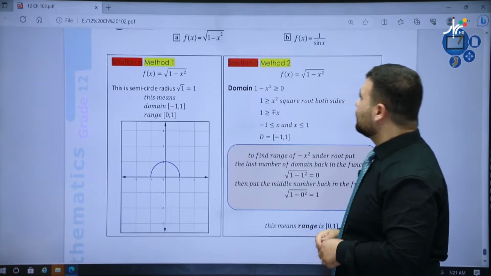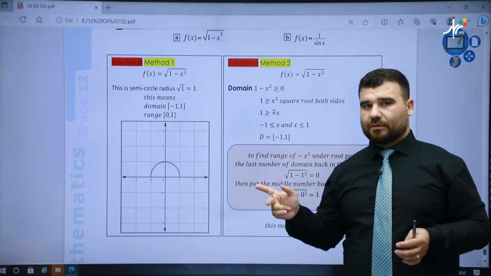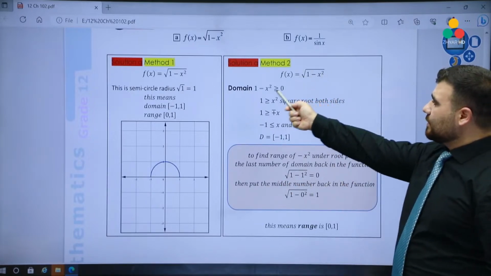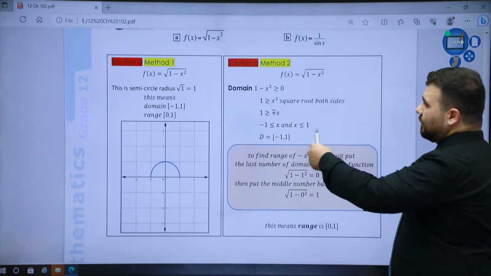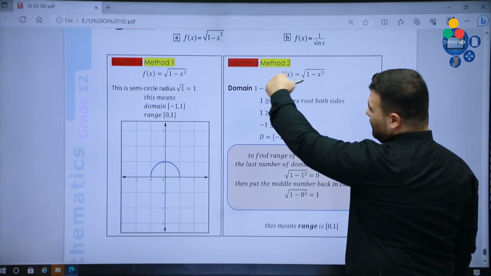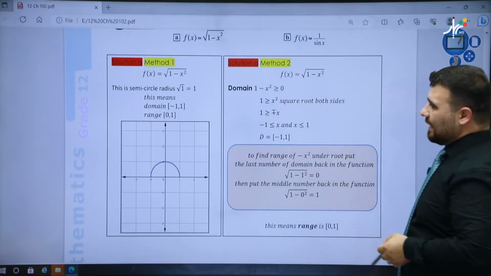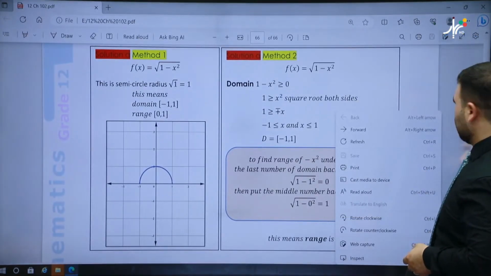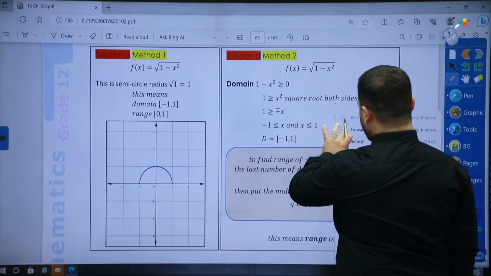Method 2. We usually take what's under the root, greater than or equal to 0, and let's see. Here, what's under the root? 1 minus x squared, greater than or equal to 0. To solve this, x squared is negative, so let's send this to the other side. So 1 is greater than or equal to x squared.